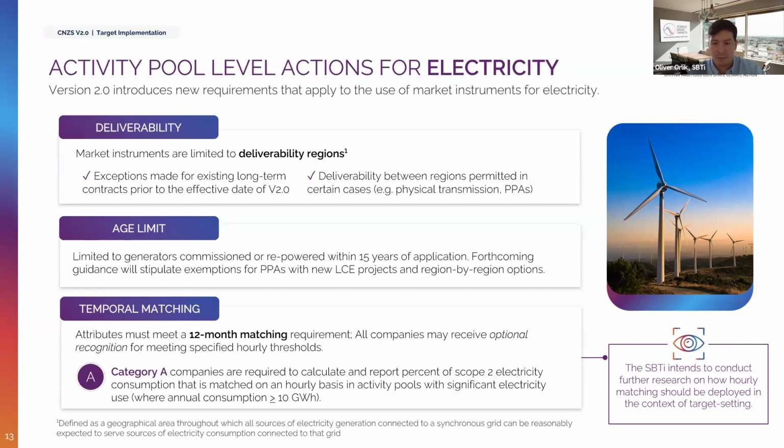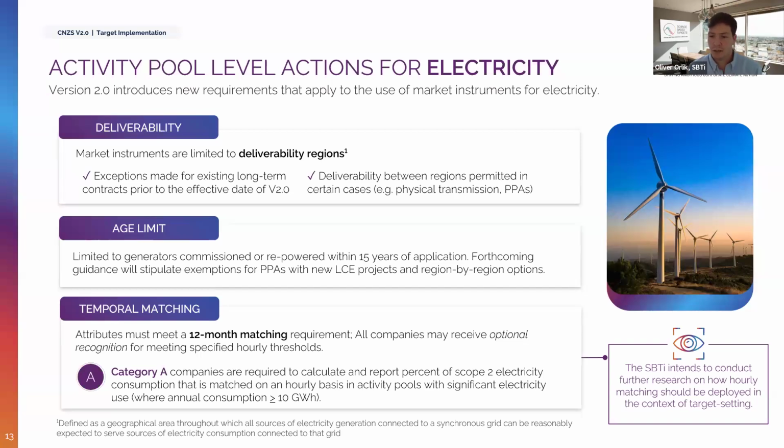We want to incentivize hourly matching. So we're introducing a recognition program. Category A companies need to report the percent of their scope 2 electricity consumption that is matched on an hourly basis in activity pools. Those that meet a certain threshold will be recognized on our target dashboard, because we really want to incentivize hourly matching going forward.